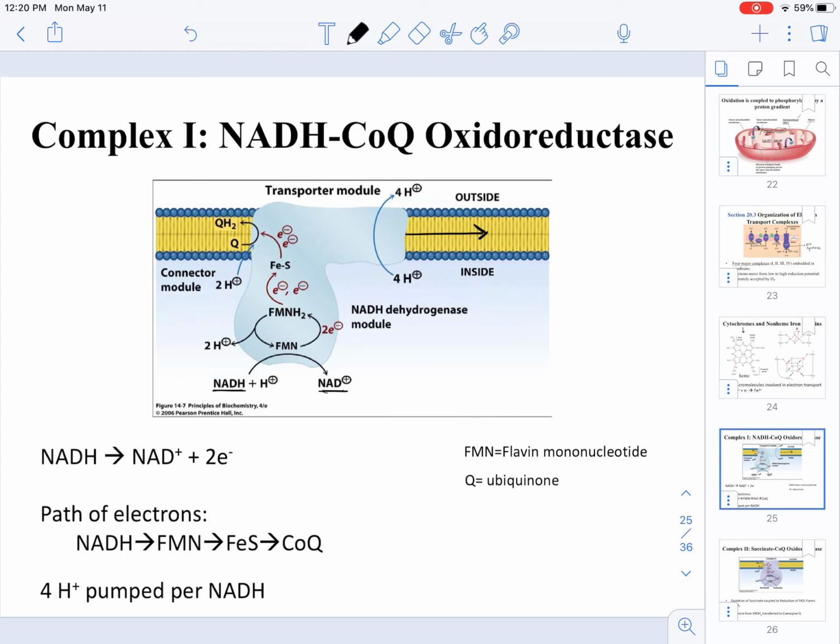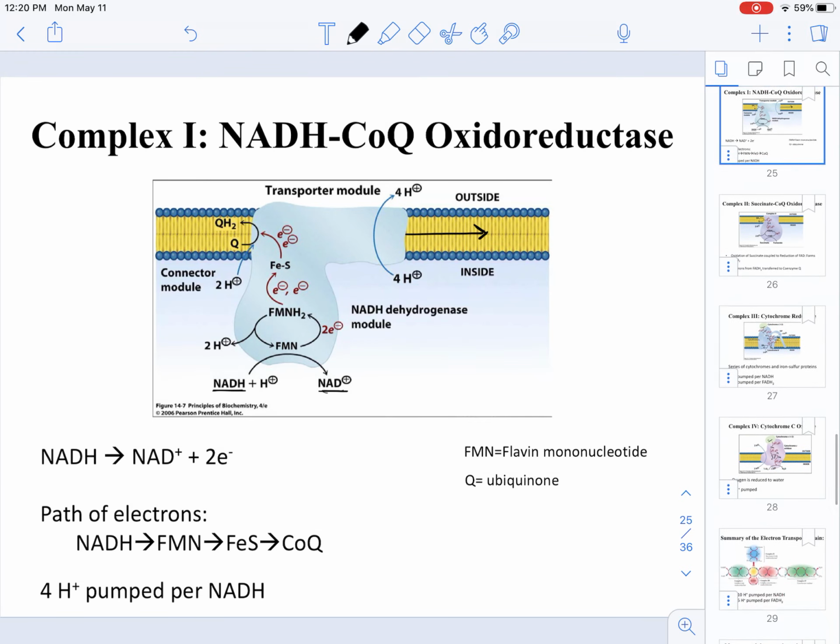Now let's go into detail through each of the complexes and their involvement when it comes to transporting electrons in the electron transport chain. Starting at complex 1. Complex 1 is known as NADH CoQ oxidoreductase. In NADH CoQ oxidoreductase, NADH is going to be converted into NAD plus, and as you can see here, flavin mononucleotide will be accepting those two electrons and is going to have its reduced form.